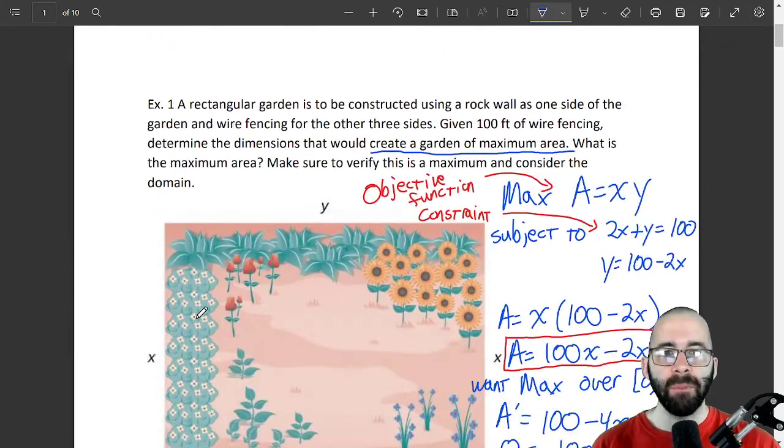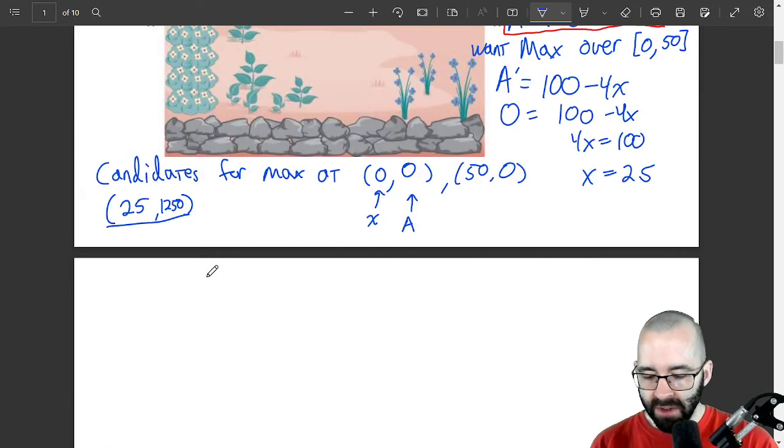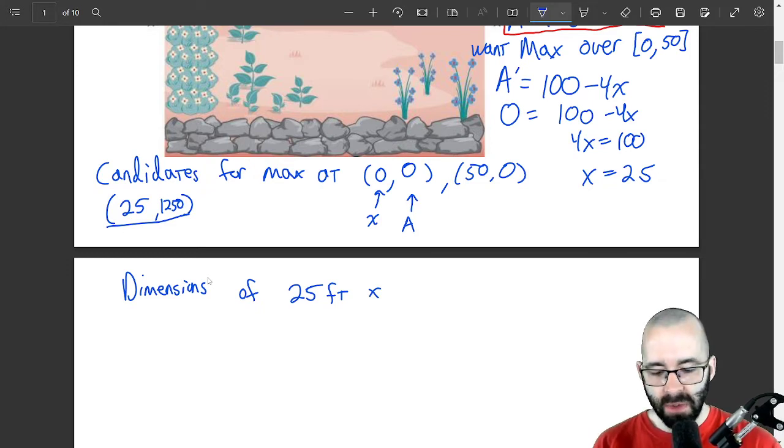What is the problem asking? Determine the dimensions. So not just the x component. We found the x component, and our units are in feet. So the dimensions of 25 feet by, what does the y value have to be?